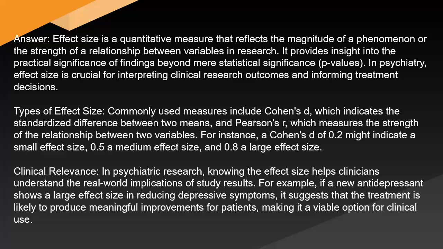Types of effect size. Commonly used measures include Cohen's d, which indicates the standardized difference between two means, and Pearson's r, which measures the strength of the relationship between two variables. For instance, a Cohen's d of 0.2 might indicate a small effect size, 0.5 a medium effect size, and 0.8 a large effect size. Clinical relevance.